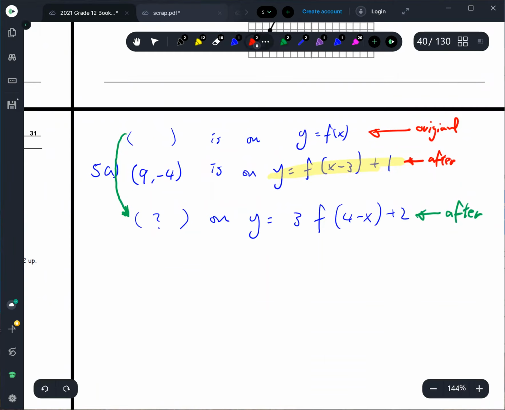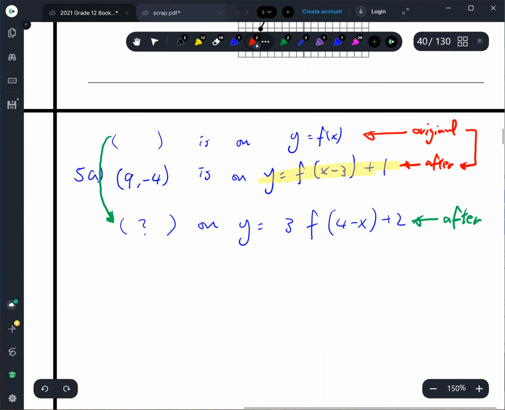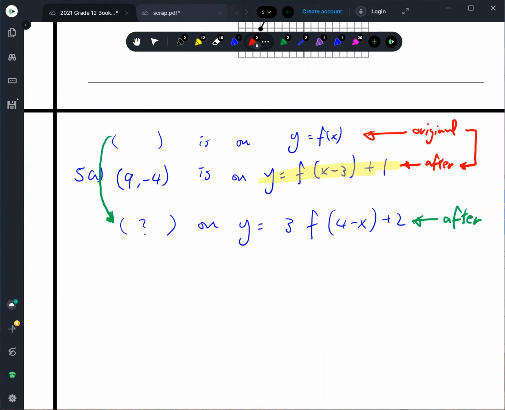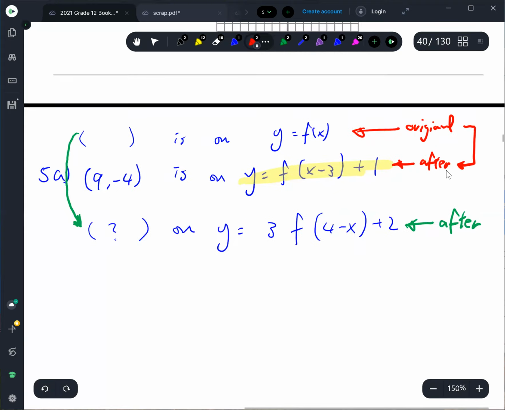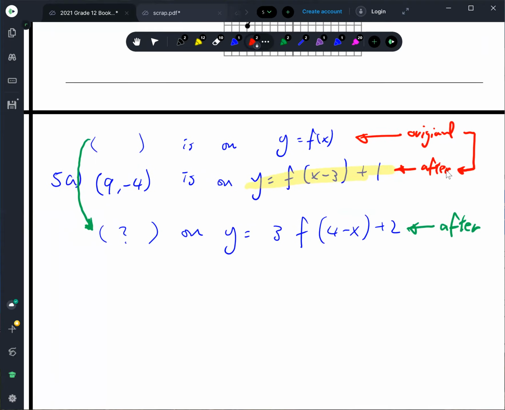Okay, from original to the red after. What's the story? We have a translation here, right? What kind of story do we have? Okay, so Eric, what do you think? Like for the after one? Yeah, for the red after, what's the story for it? Y minus 1 equals f of x minus 3. Yeah, that's a story form, but what's the story behind it? How do you describe it? What does it mean?